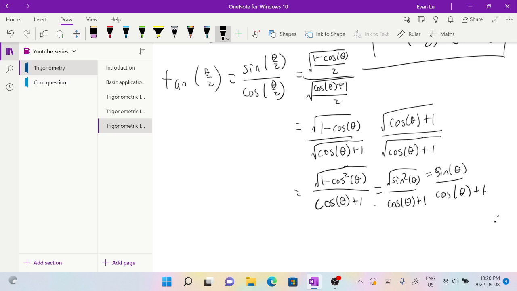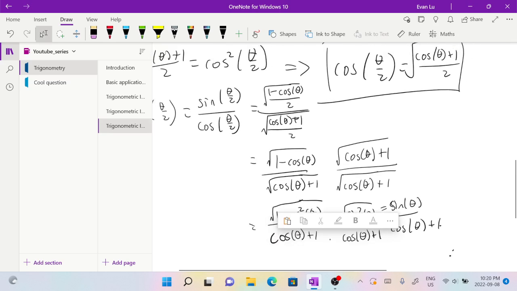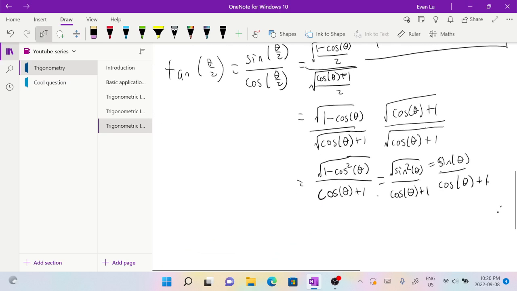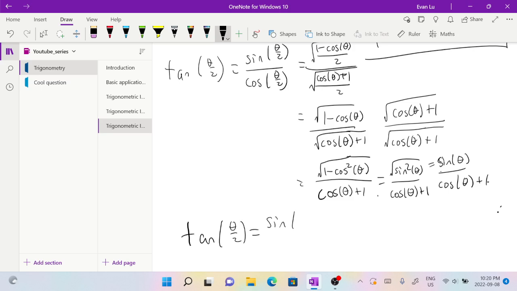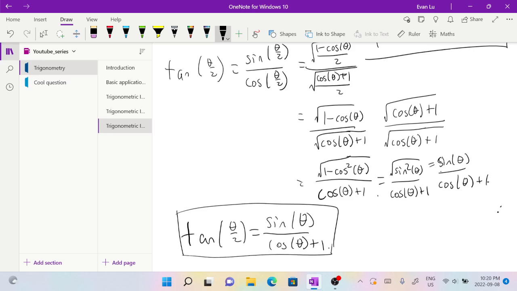And that's a much nicer formula because now we don't have the square roots. And we could even say that sine theta is probably easier to work with than 1 minus cos theta. So overall, we made this formula a lot easier. So in the end, we can say that tan of theta over 2 is equal to sine of theta divided by cos of theta plus 1. And that's it.